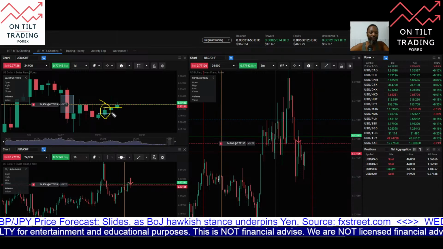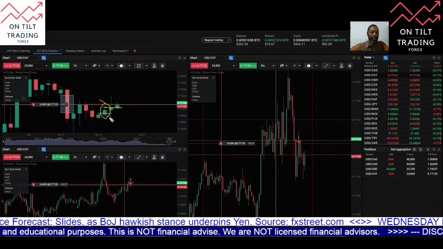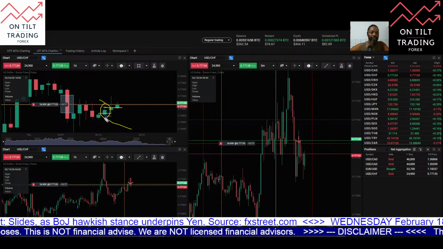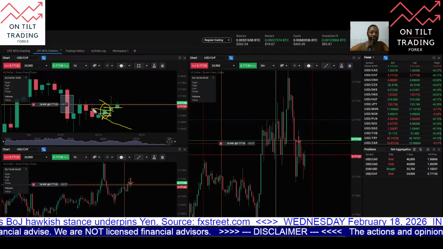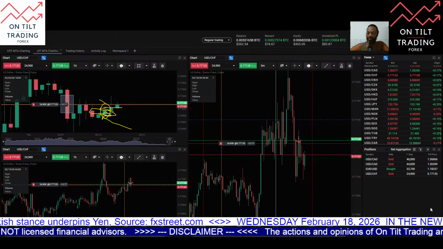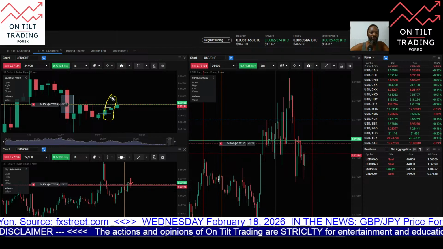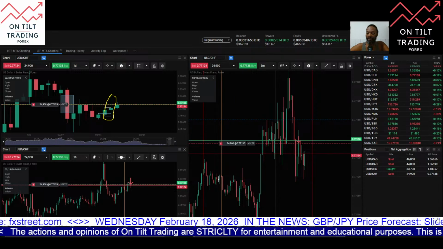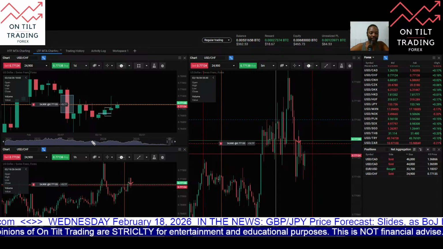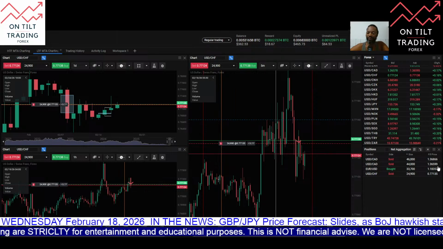I would look for price to want to return back to the sell side, at least to this bullish fair value gap right here at a minimum. Price may continue lower based on the relationship of yesterday's candle and the previous day's candle.